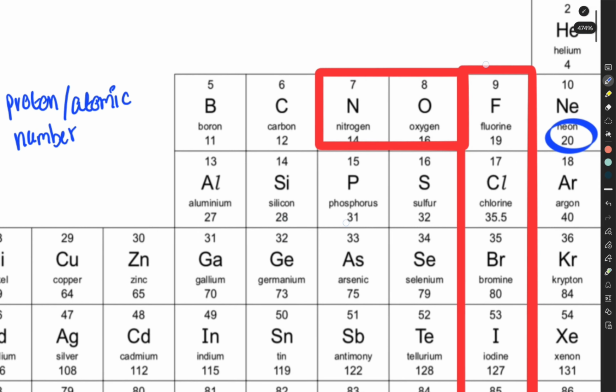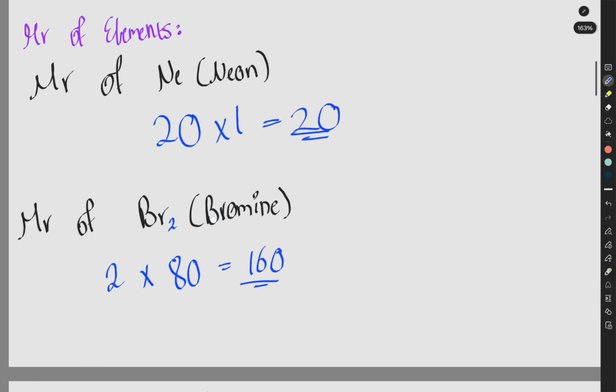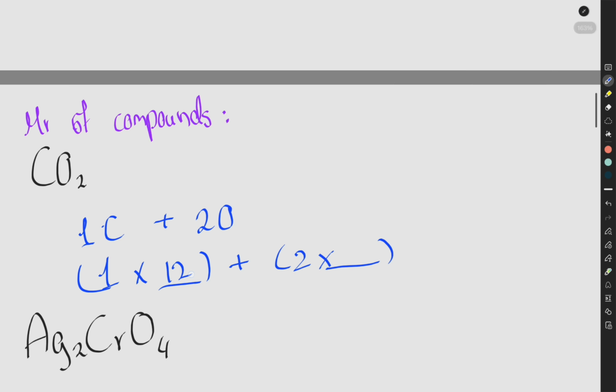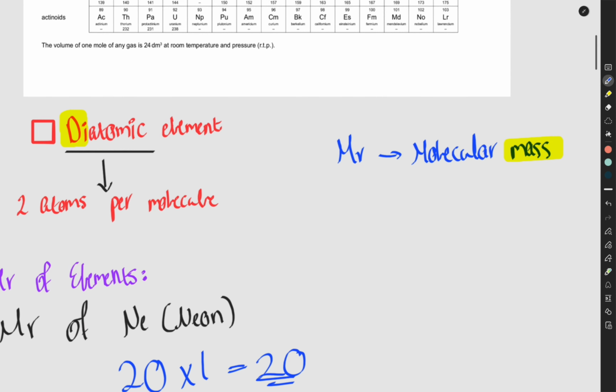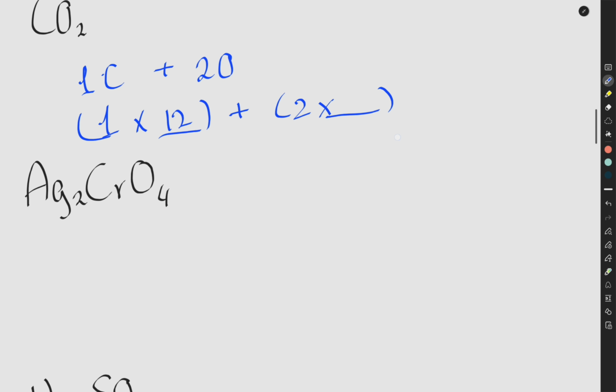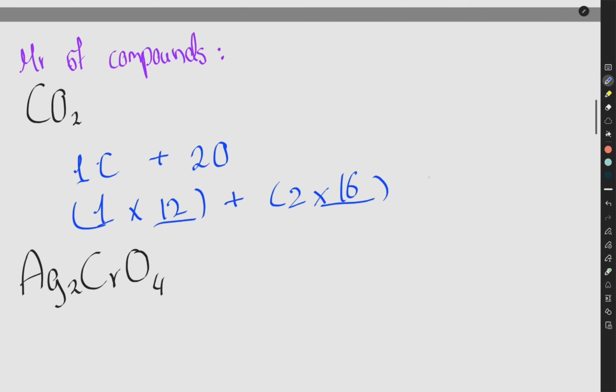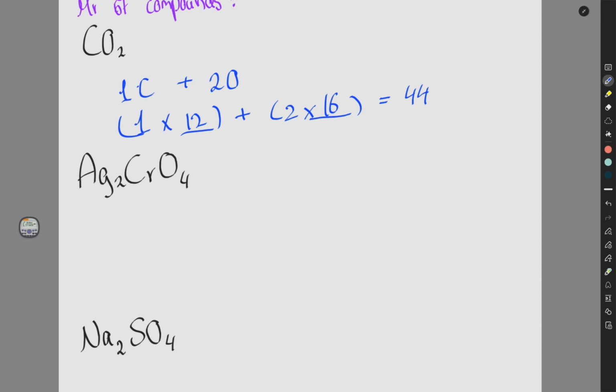Carbon, the bigger number for carbon is 12, which is the mass number. So you say 12. 1 multiply 12 plus. We said for oxygen, the mass number is 16. So you just say 2 times 16, and whatever you get is the answer. Okay, I added it in a calculator, and 44 is the MR of carbon dioxide.